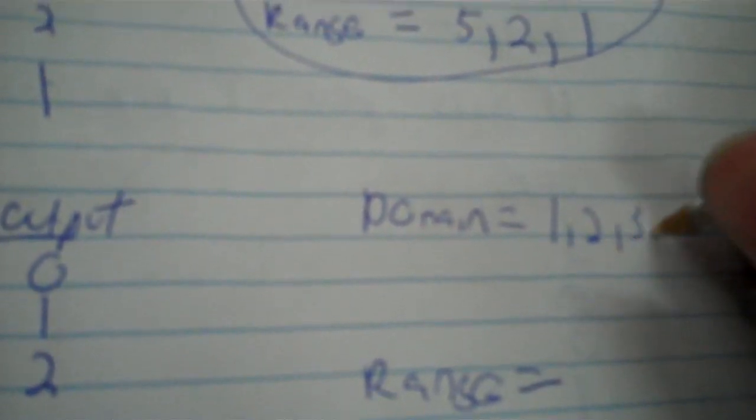Input, output. 1, 2, 3, 4, 0, 1, 2, 2. So, domain, range. So the domain is 1, 2, 3, 4. And the range we have 0, 1, 2. I'm not going to write 2 down again, because once I have it, it's there. Okay, next one.